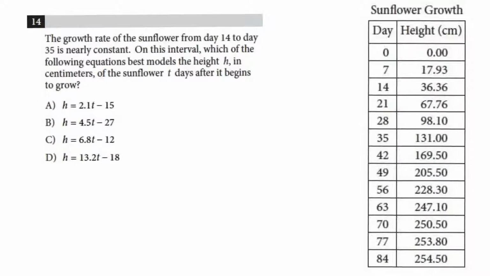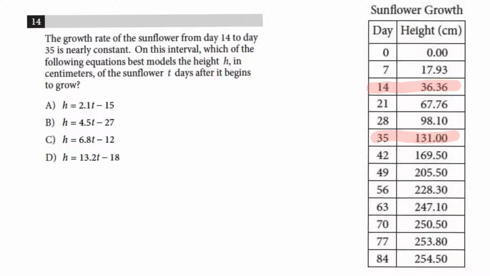Alright, number 14. The growth rate of the sunflower from day 14 to day 35 is nearly constant. On this interval, which of the following equations best models the height h in centimeters of the sunflower t days after it begins to grow? Okay, so we're looking at a linear relationship, or a linear function, that's going to be modeled between 2 points, day 14 and day 35.